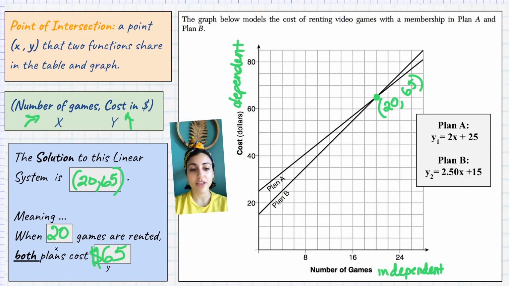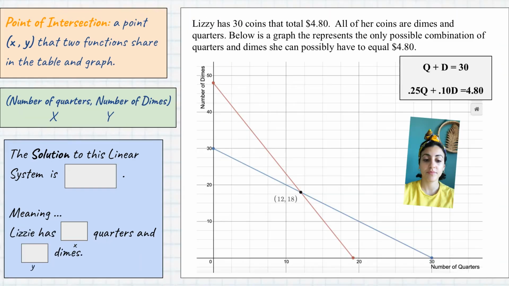You find the point of intersection on the graph. You think about what each part is labeled based off of the horizontal and vertical axis, so number of games, cost in dollars. Write down your solution, and then just make a sentence. When 20 games are rented, both plans cost $65. Okay, let's look at another example.